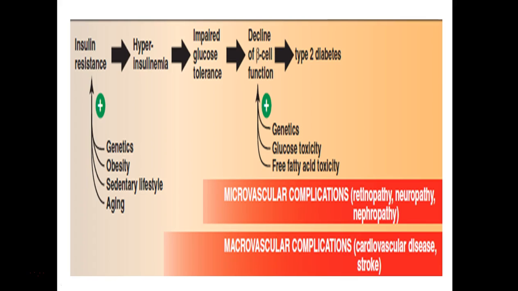And then what does this insulin resistance do? So you have many predisposition factors like genetics, obesity, sedentary lifestyle, and aging that will stimulate this insulin resistance. So here insulin resistance will lead to hyperinsulinemia and then impaired glucose tolerance, then decline in beta cell function, and then leading to type 2 diabetes mellitus.